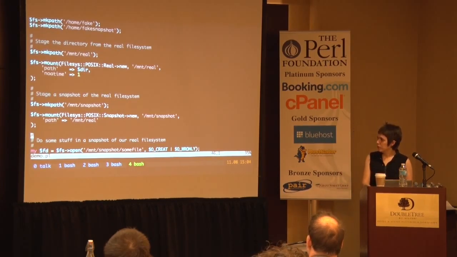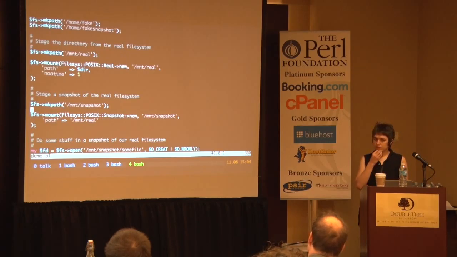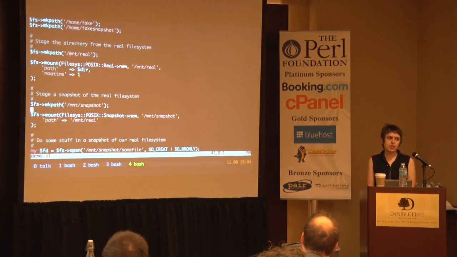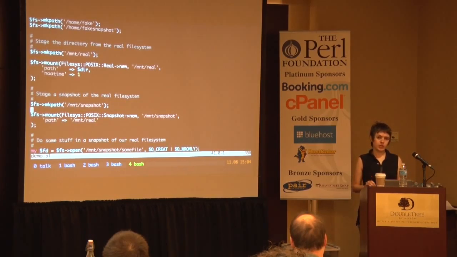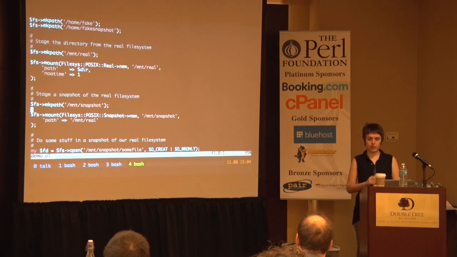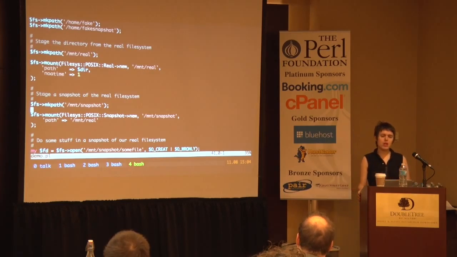So going back to the example, what's the difference between Filesys POSIX real and Filesys POSIX snapshot? Filesys POSIX snapshot is a file system type that you can use to make a snapshot of any portion of your Filesys POSIX directory structure. Filesys POSIX real is just a gateway to your physical underlying file system. Whereas you can use Filesys POSIX snapshot to create a snapshot of any portion of the Filesys POSIX directory structure, no matter what's mounted underneath it.